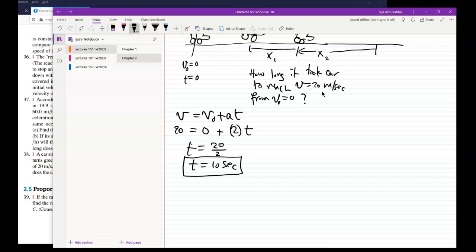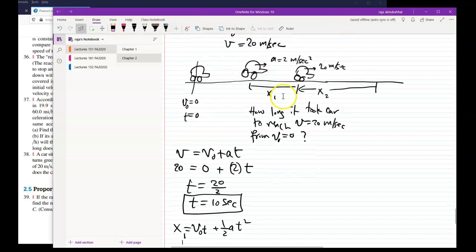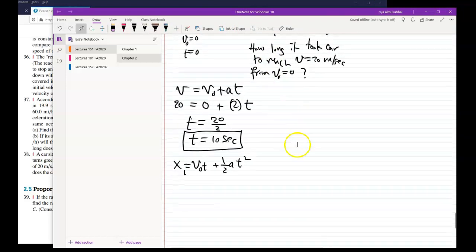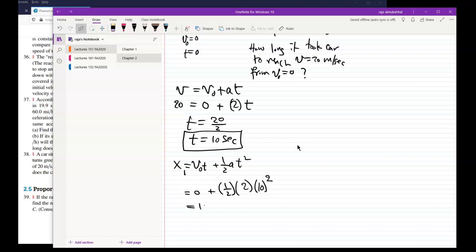Remember the distance with acceleration. So I can use equation number 3: x equals v naught t plus 1/2 at squared. And that's what I'm calling x1 right there, guys. This is x1 while accelerating. So x1 equals v naught, which is 0, times t, plus 1/2 times a, which is 2, times t squared, which is 10 squared. So that will give me 100. Is that okay? So this is the distance while accelerating.